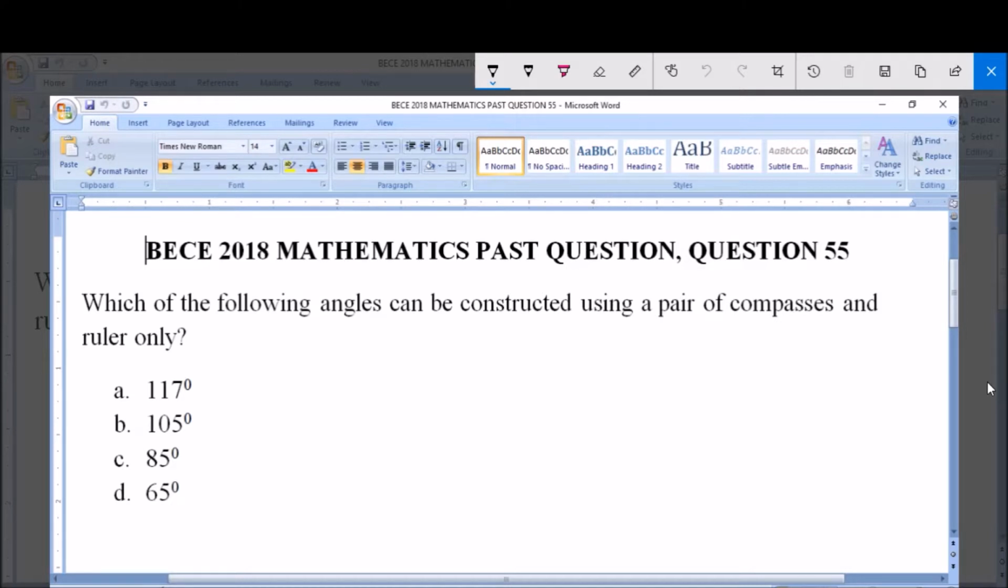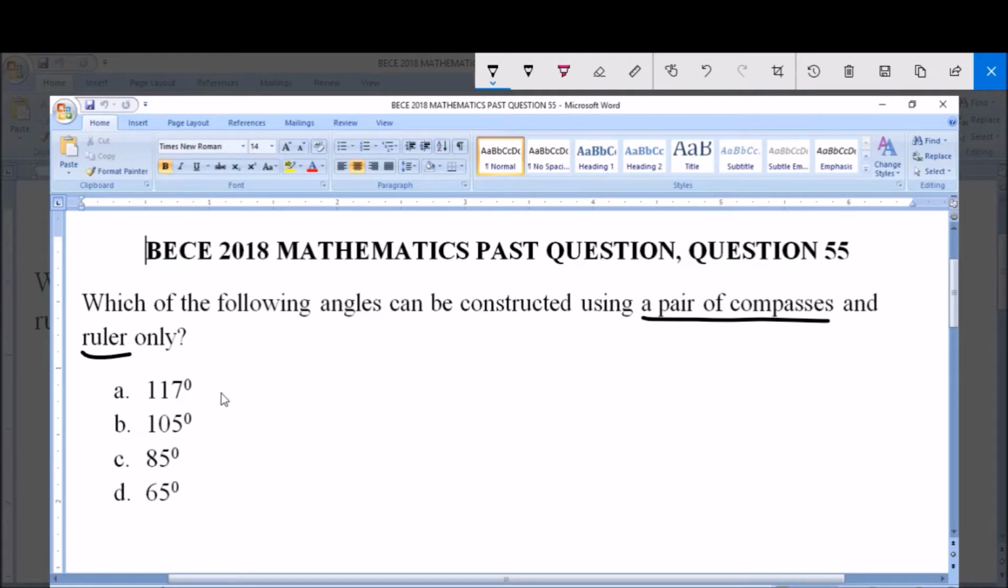Which of the following angles can be constructed using a pair of compasses and ruler only? A: 117 degrees, B: 105 degrees, C: 85 degrees, and D: 65 degrees. Now we are asked to choose which of these angles can be constructed using a pair of compasses and ruler only, that is, without the use of any protractor or other drawing instruments.